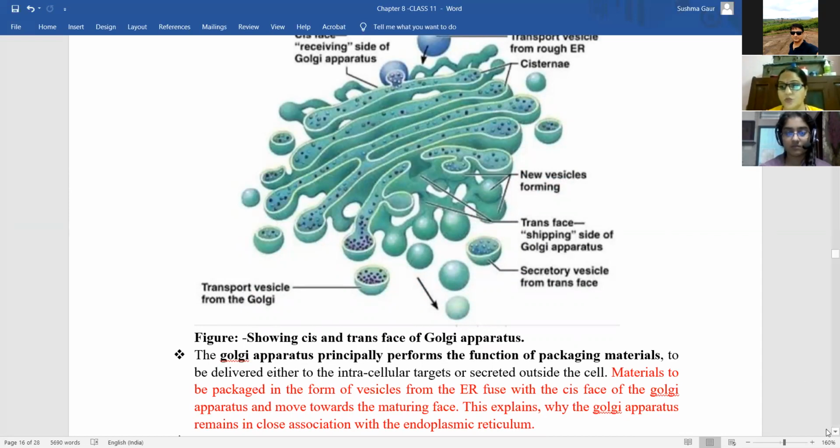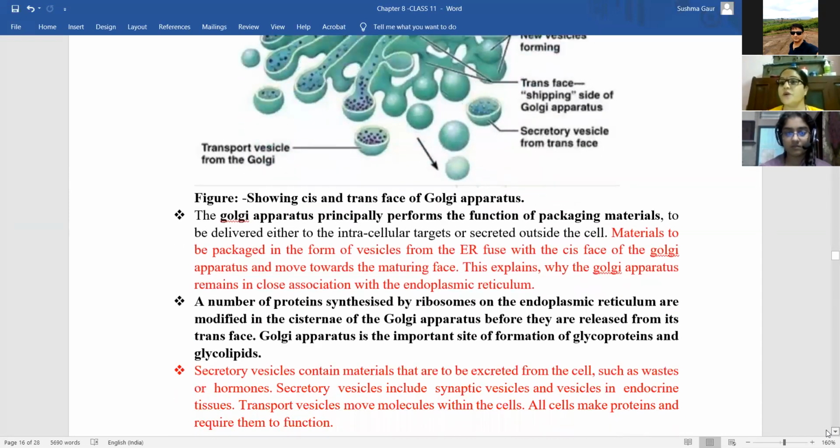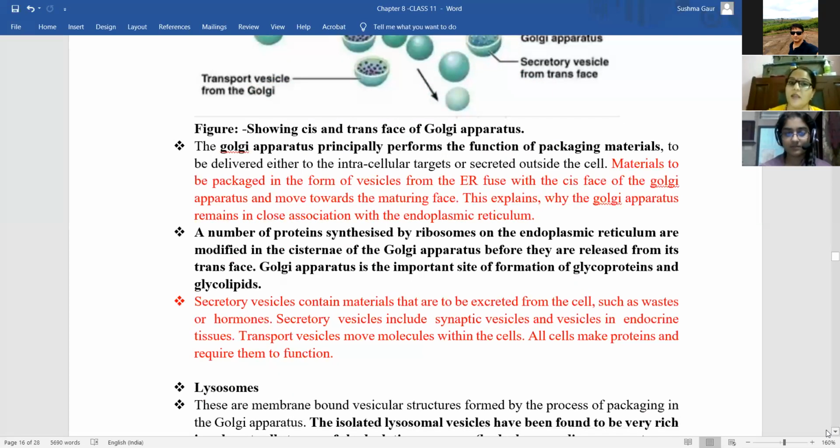Okay, so what's the function of Golgi apparatus? The main function of Golgi apparatus is that it helps in packaging of materials that are to be delivered either intracellularly or secreted outside. So what do you mean by intracellular? Means if there is requirement of some materials within the cell, then Golgi will work for transportation of the materials within the cell, as well as the proteins that are to be secreted out of the cells are also transported with the help of Golgi, and the proteins will be enclosed in the vesicles.